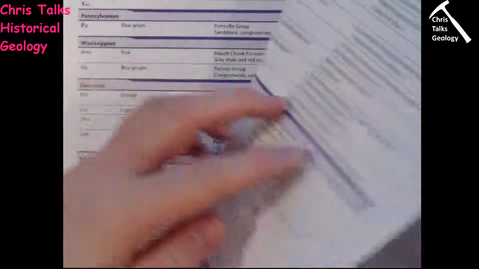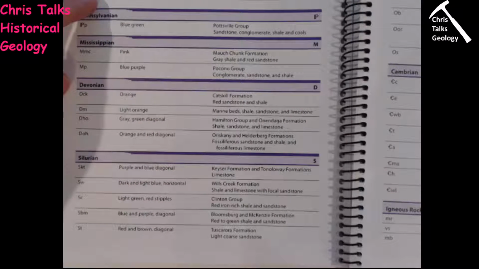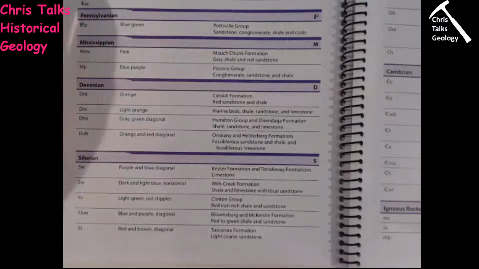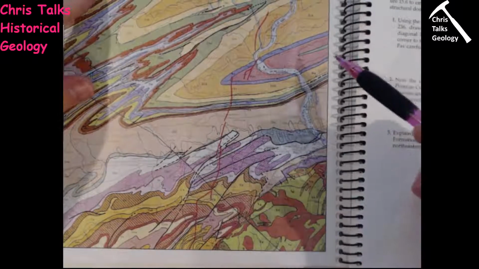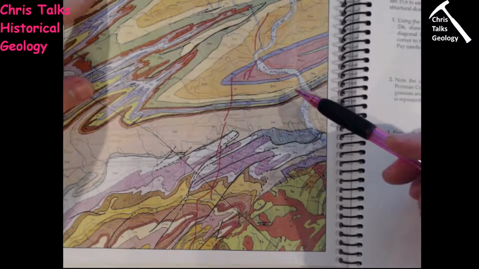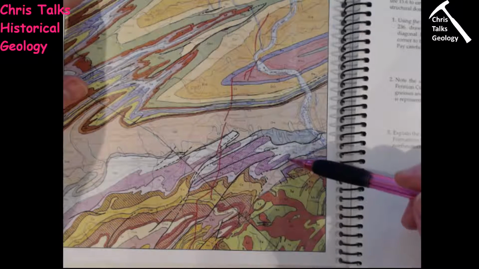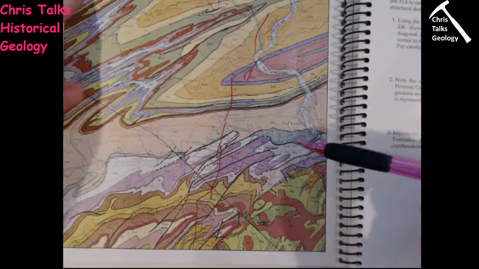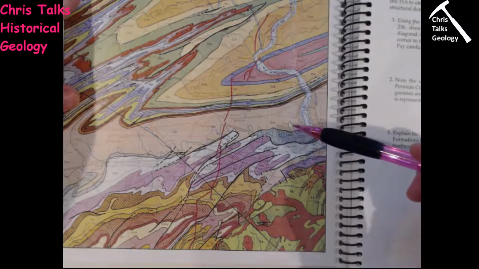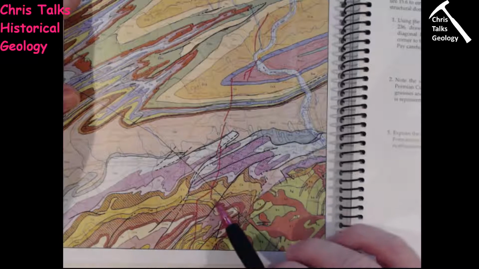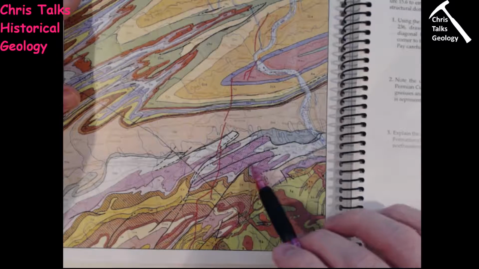Now I'm just going to go back for 1 second to the key. So in terms of what's happening, please give me just 1 moment. Okay, so possibly, I stress possibly, this folding that we see here could be due to the Acadian orogeny, or it could be due to the later Alleghenian orogeny. We can't really be sure at the moment. But what we can see is that these fault planes are associated with these folds.